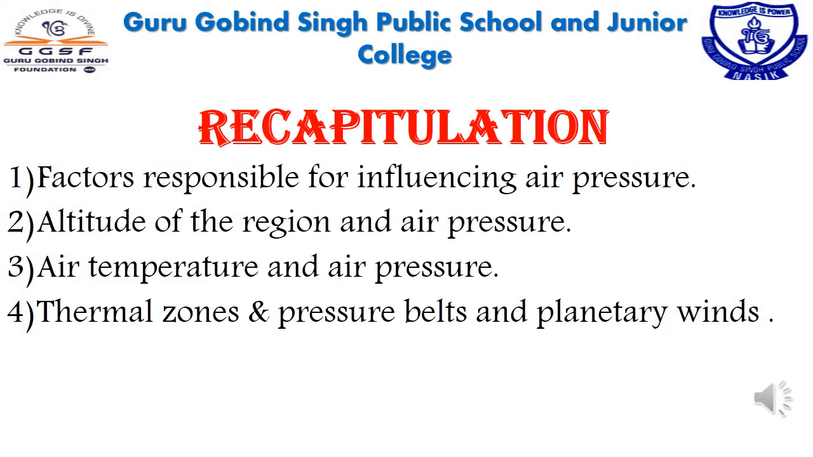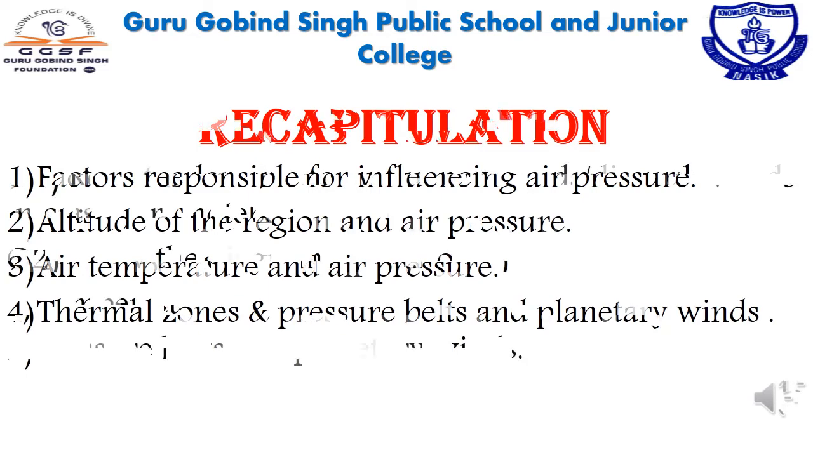So now the recapitulation of the lesson. Children, what did we learn today? We learned about the factors which are responsible for influencing air pressure, altitude of the region and air pressure. Then we learned about air temperature and air pressure, temperature zones and the pressure belts and the planetary winds.